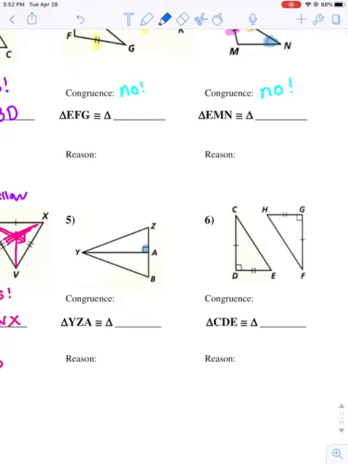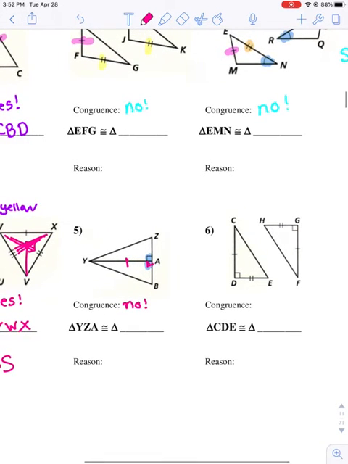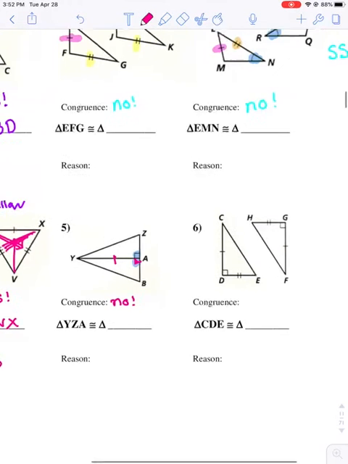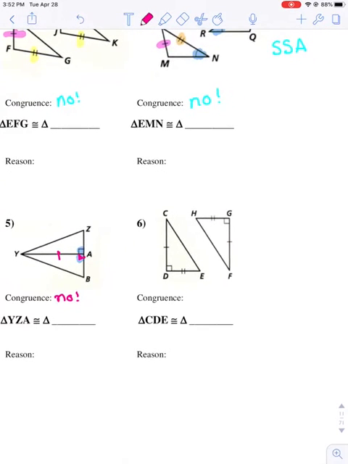All right, number 5, let's see. So I have that they both have a right angle, because if this is a right angle, that means there's also a right angle over there. So they share an angle. They share a side, because it goes down both of the triangles. But I don't have any other information about it. So nope. I can't use hypotenuse leg because I don't know that the hypotenuses are the same. And I don't know that the other legs are the same. I don't know anything about the angles. So it's not enough information.